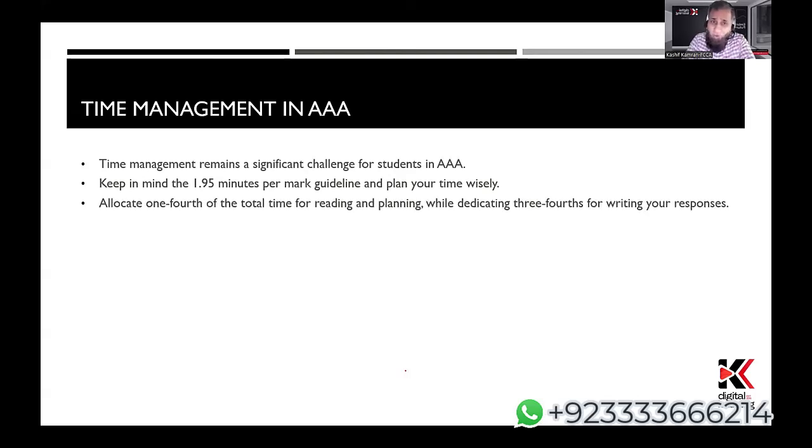Allocate 1/4 of the total time for reading and planning, because reading and planning will really help you write a good answer. Without reading and planning, you might be taking much more time than 73.5 minutes for question number one, because reading and planning will help you copy paste the points. You will be putting the points in the word processor.